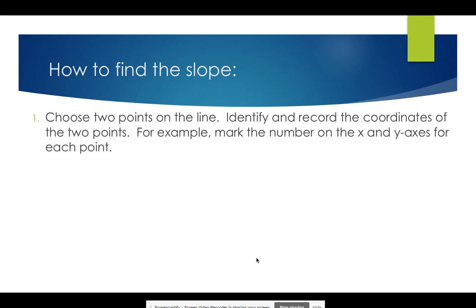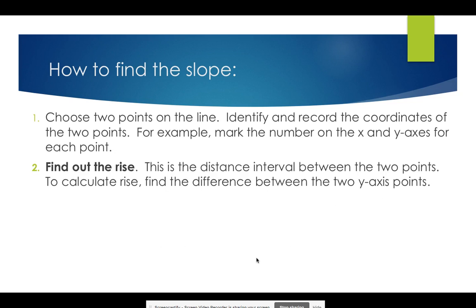Now, it is important that we figure out how to calculate slope, also known as just how do we calculate the velocity of a line, how fast something is going on a graph. So for this, we are going to choose 2 points on the line, identify and record the coordinates of the 2 points. I'm going to show you how to do this in an example.